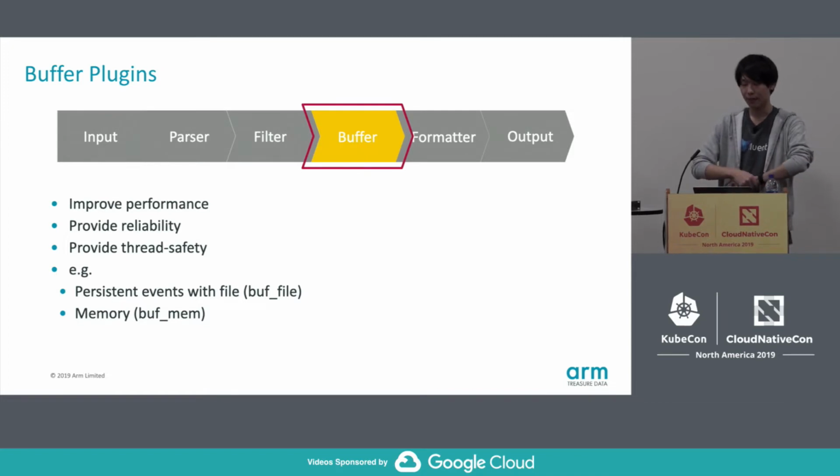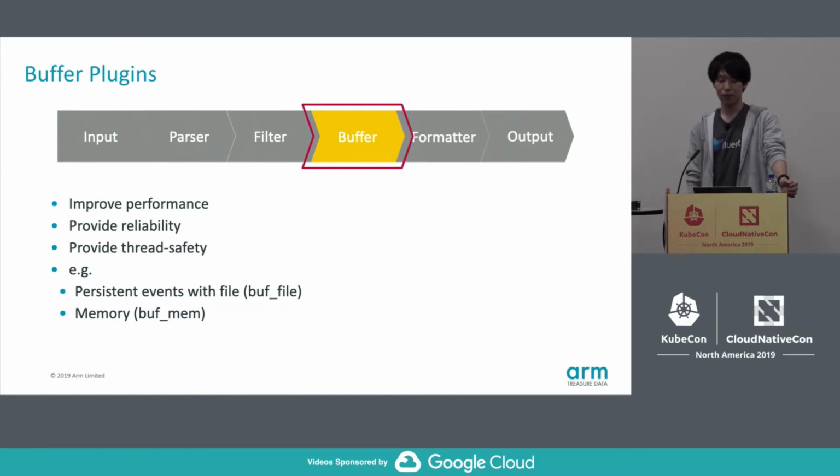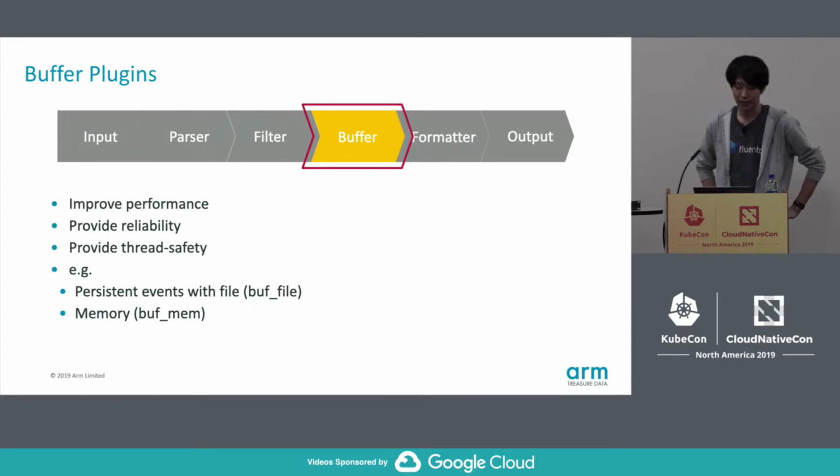And next is the buffer plugin. Buffer plugins store data before flushing. It's quite important for performance. Some output plugins are not optimized for a lot of small chunks of data. So such plugins need to merge small chunks of data into one large chunk for data ingestion.